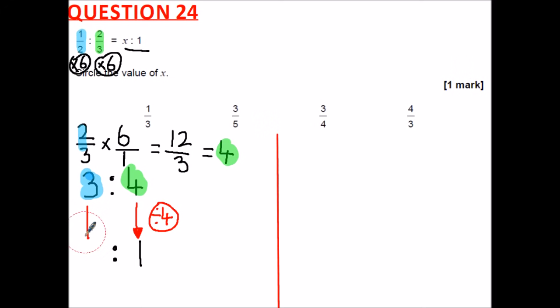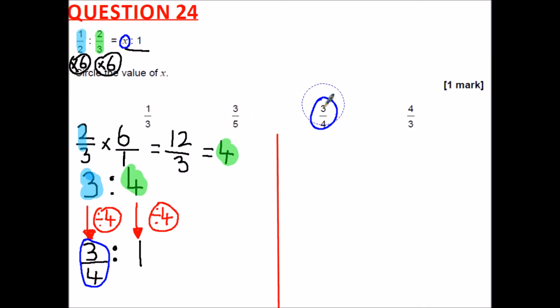But to keep the balance of the ratio, if you divide one side of the ratio by 4, you'd need to do exactly the same to the other side. And so on the left, we'd need to do 3 divided by 4. Now if you notice here, all the possible answers are fractions. So 3 divided by 4 we can leave in fraction form and just say it's 3 divided by 4. And so x : 1 is 3/4 : 1, and so x is 3/4, and so we need to circle 3/4.